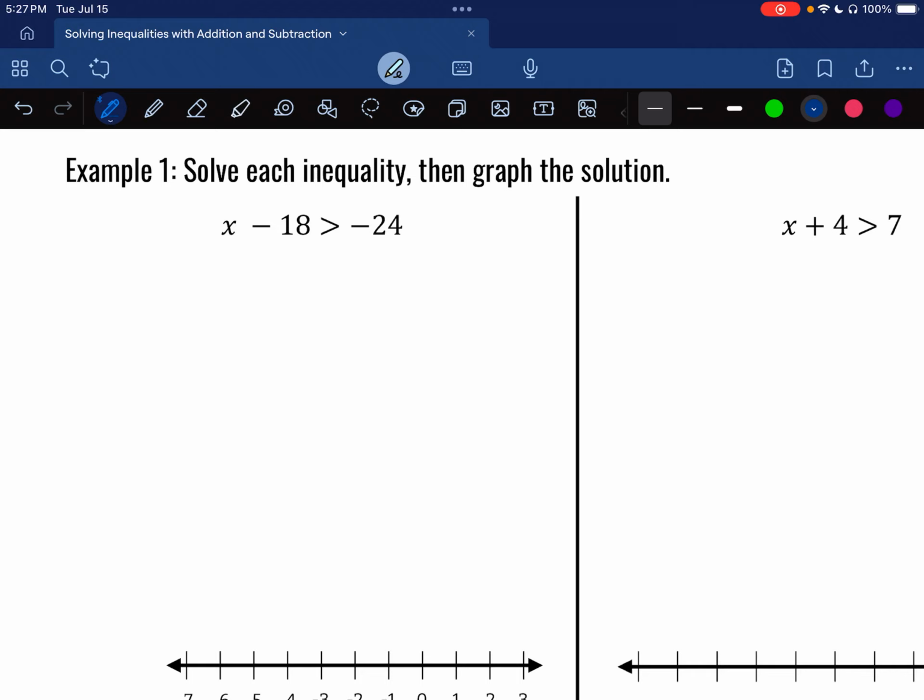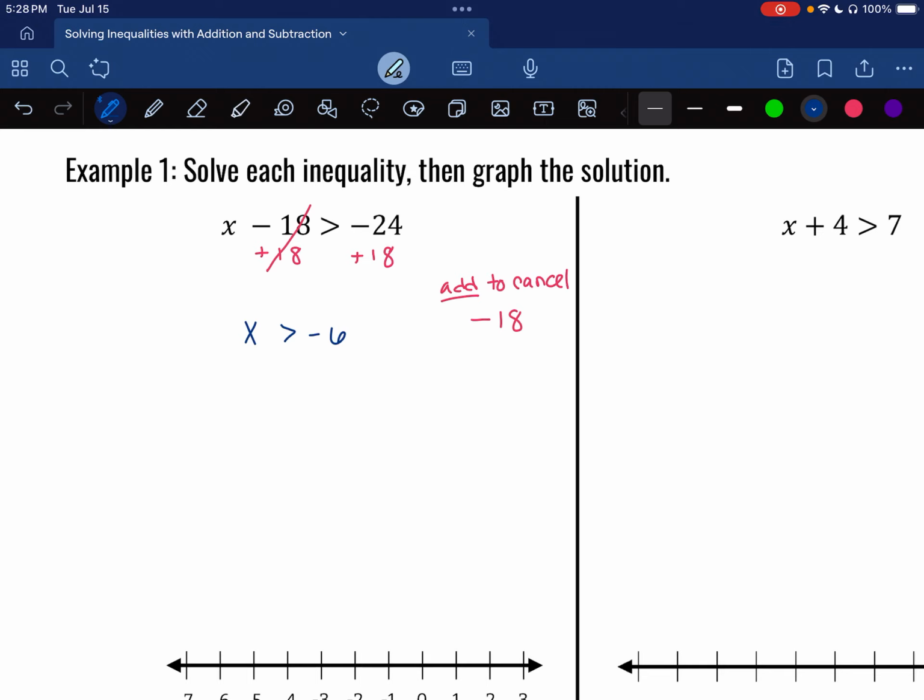All right, so let's go ahead and solve here. If x minus 18 is greater than negative 24. So if I want x to be by itself, I'm going to come up with a zero pair by adding 18 to both sides, which will cancel out this minus 18. So we're going to add to cancel that minus 18. And so what I'll have now is x is greater than negative 6.